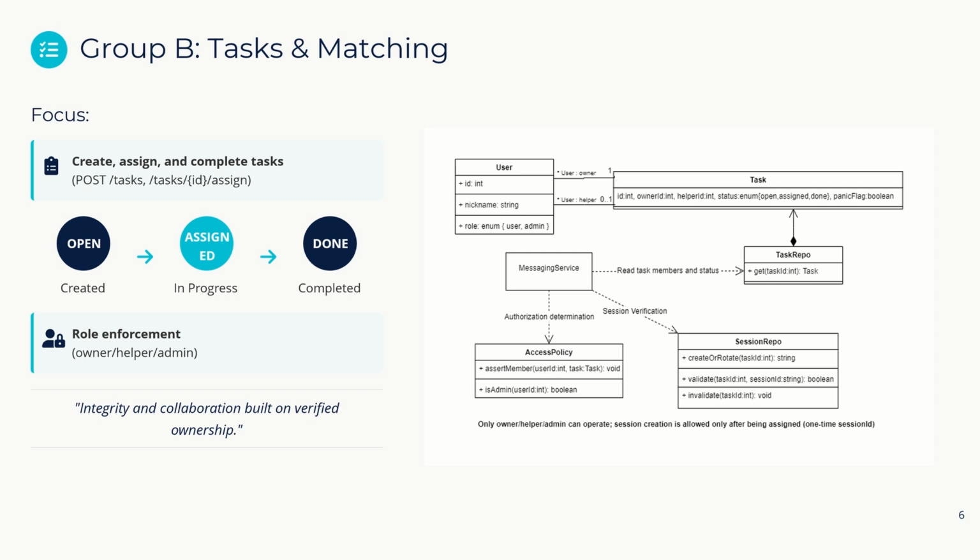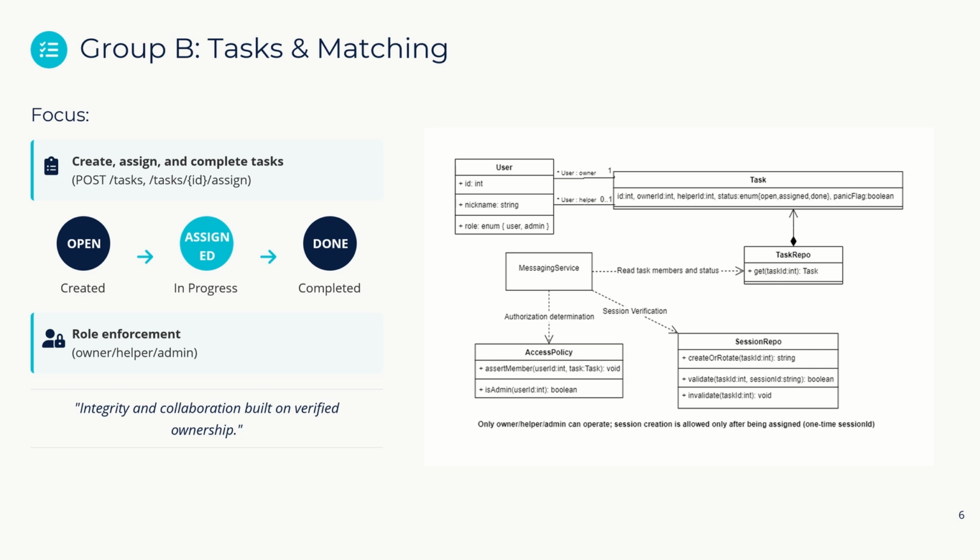The task lifecycle goes from open, assigned, completed. Each state transition triggers an audit log entry for traceability. By combining Group A and Group B, we ensure that tasks are both authenticated and authorized before any data access happens.